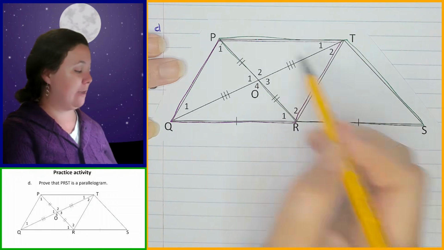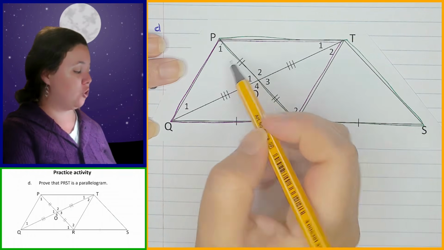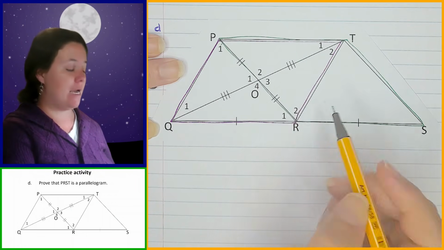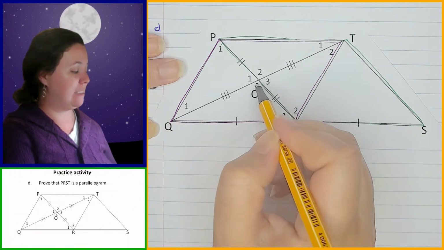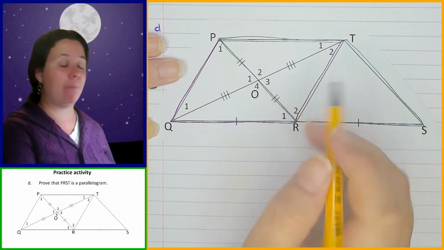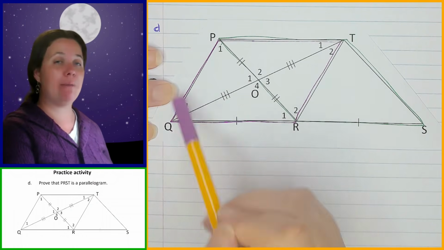So for this one, I have both of the diagonals drawn, and they've told me that this is equal to that, so PO is equal to OR, and they've also told me that QO is equal to OT. So they have told me that the two diagonals are bisecting each other. So that means that I can prove that this is a parallelogram.